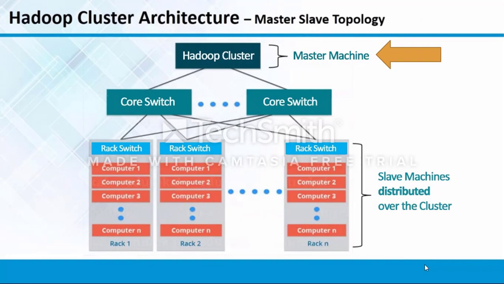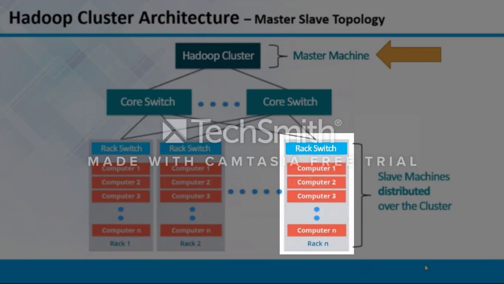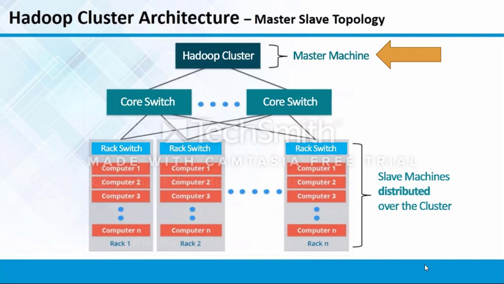and slave nodes. This master machine will have your name node, defined in the previous video, and the resource manager running. Now this master machine is connected to all the slave machines using the core switches. It is because these data nodes are actually stored in various racks. So in the diagram, as you can see, computer 1, 2, 3 till n are nothing but slave machines and the data nodes. Now the question is, what is a rack?